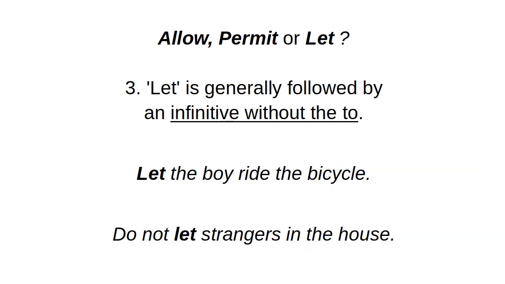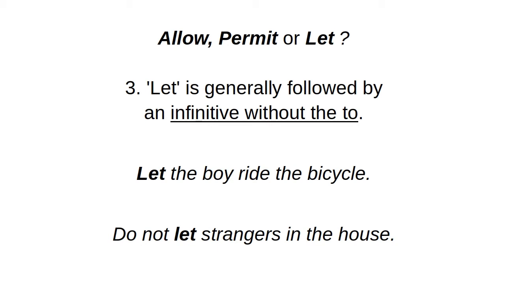Now the third slide is: let is generally followed by an infinitive without the to. Here the infinitive is without the to. Commonly the structure is to plus infinitive. However, in the case of let, to is not present, and so let is followed only by the infinitive without the to. For example, let the boy ride the bicycle.